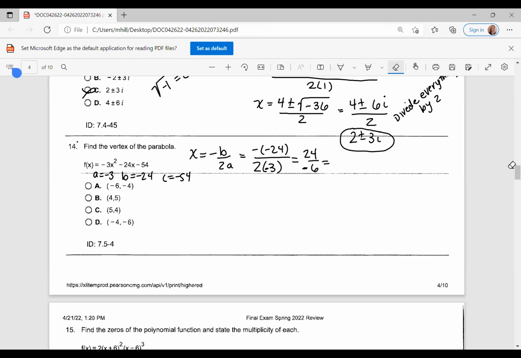Okay, I need to slow down a bit. So when I plugged in a is a -3, not +3. Make sure you go back and fix that. And then 24 divided by -6 is going to be -4. So I already know that my answer is D here.